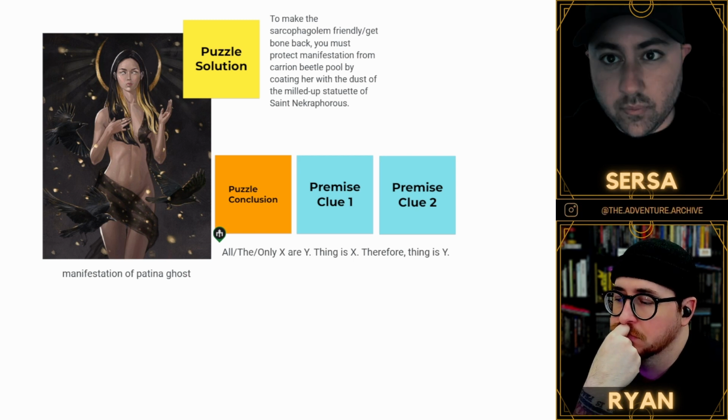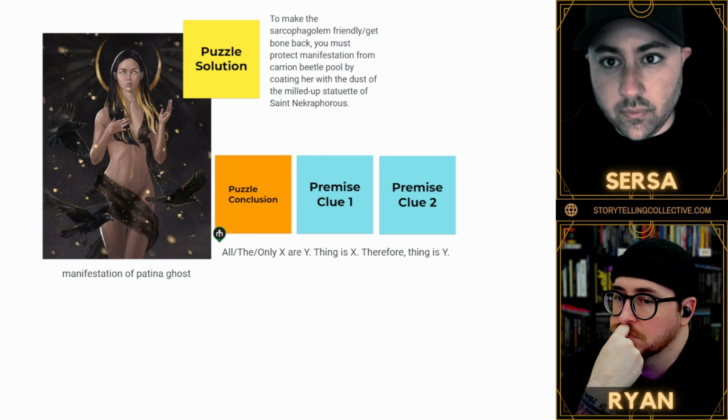So the first premise of the conclusion here, sorry, that's the conclusion right here. And then we have our premises. So we have all or the or only X is Y. In this case, I feel like we're not doing a big group of things. So I think our pattern for this, I don't know why this thing's freaking out on me here. Here we go. So only X is Y.